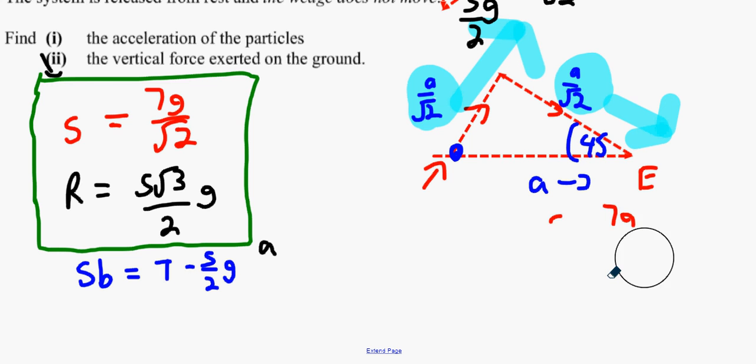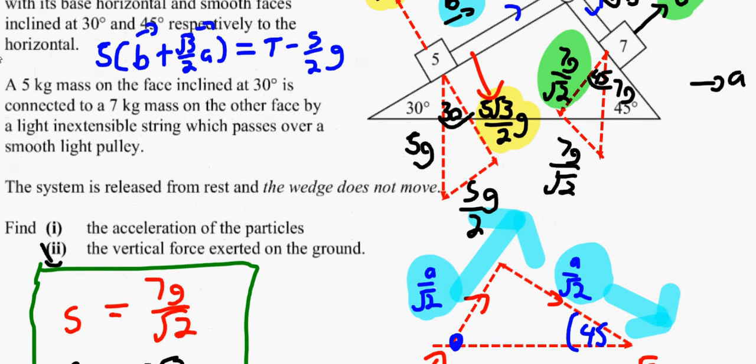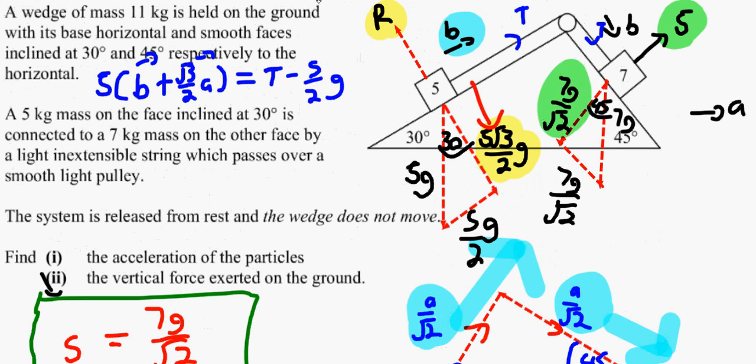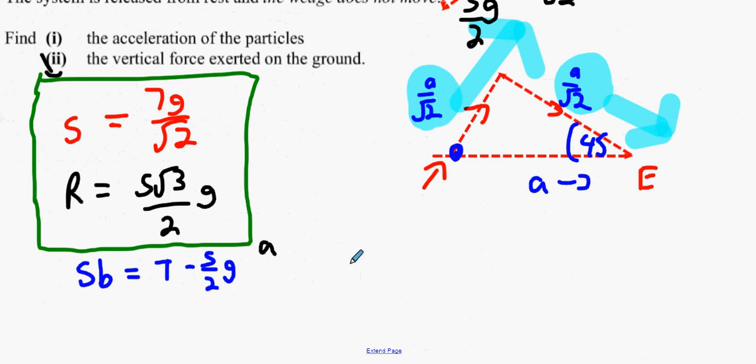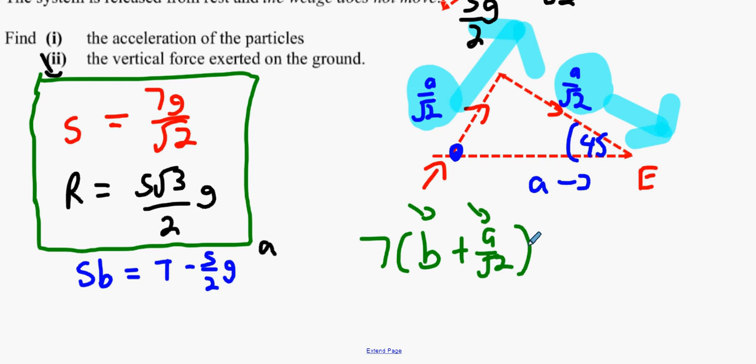Now, what's the next part we're going to do then? Parallel to the axis. All right. So what do you reckon parallel to the axis? B is going downhill. What else is going downhill? Yeah, so it's a combined acceleration. It's 7 times B plus A over root 2. And they're both going diagonally right down, aren't they? What's driving it diagonally right down?